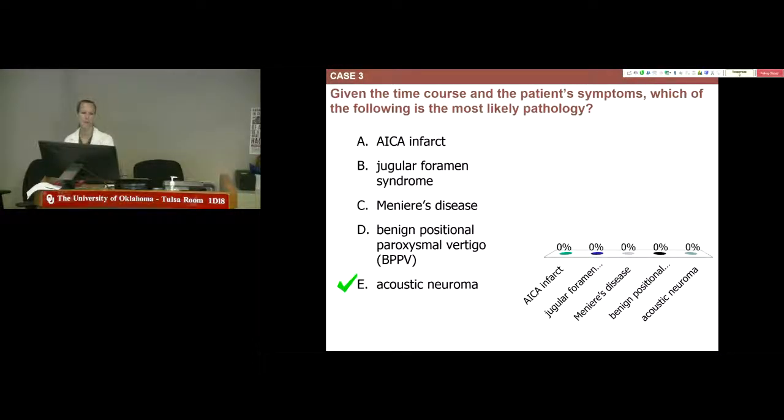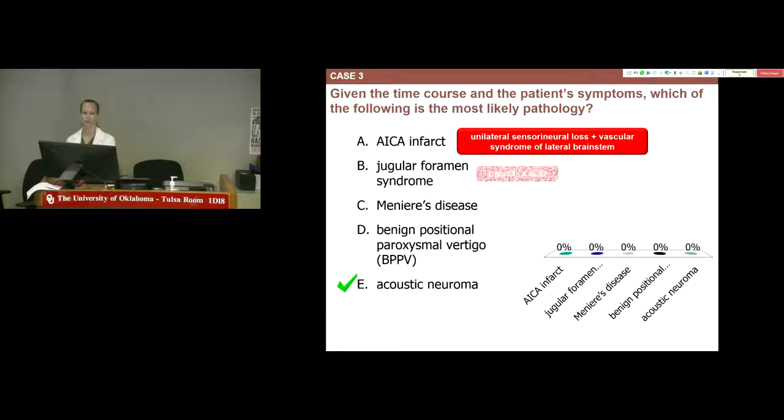It's an acoustic neuroma. Okay, so why was it not an aortic infarct? Well, a vascular lesion of the brainstem. Was this a vascular onset? No, this wasn't a stroke. So that's not it. Jugular foramen syndrome, we talked about yesterday. What nerve should have been affected if this was jugular foramen syndrome? And did we have a problem with that? No, we did not. What about Meniere's disease?